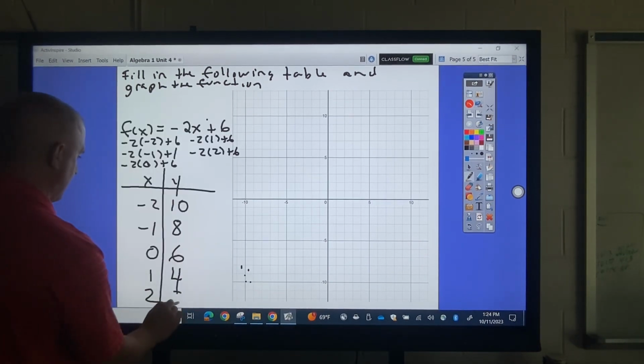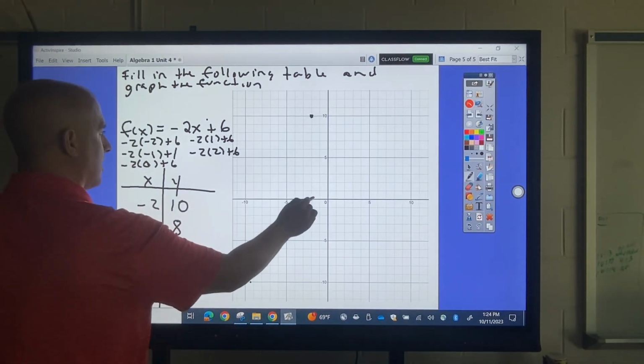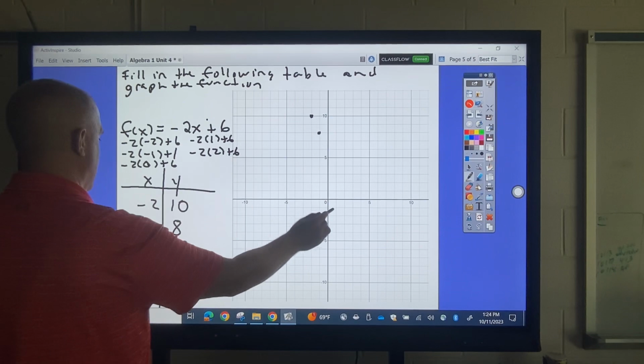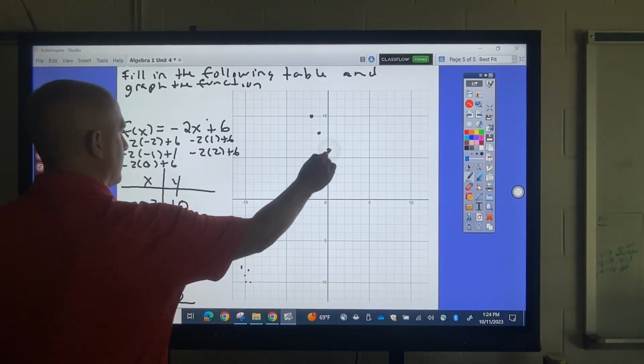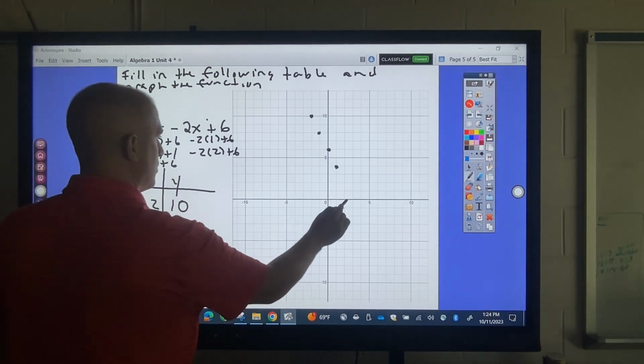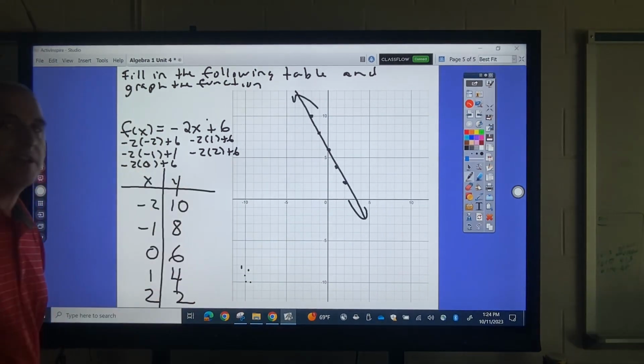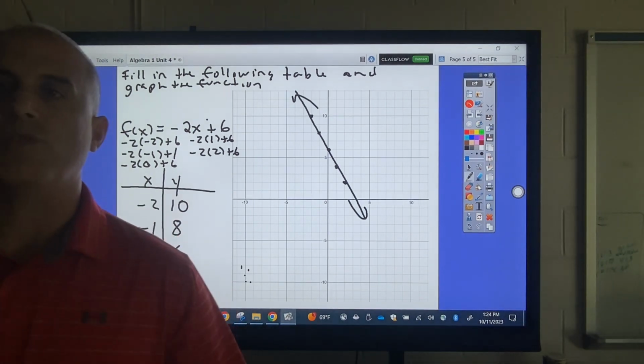So this is left 2, up 10, this is left 1, up 8, this is go nowhere, up 6, this is go 1, up 4, and this is go 2, up 2. If you connect the dots, you get a straight line, okay? So you can go ahead and practice those and go formative.